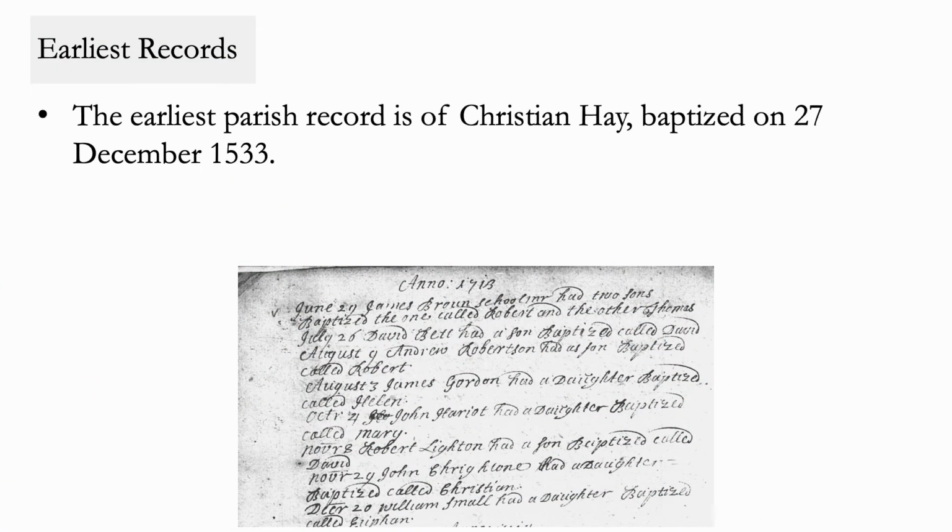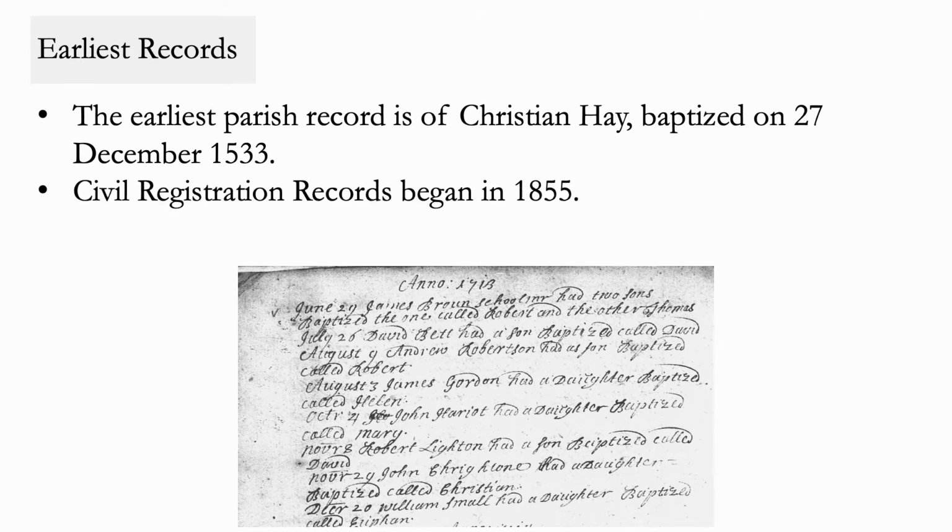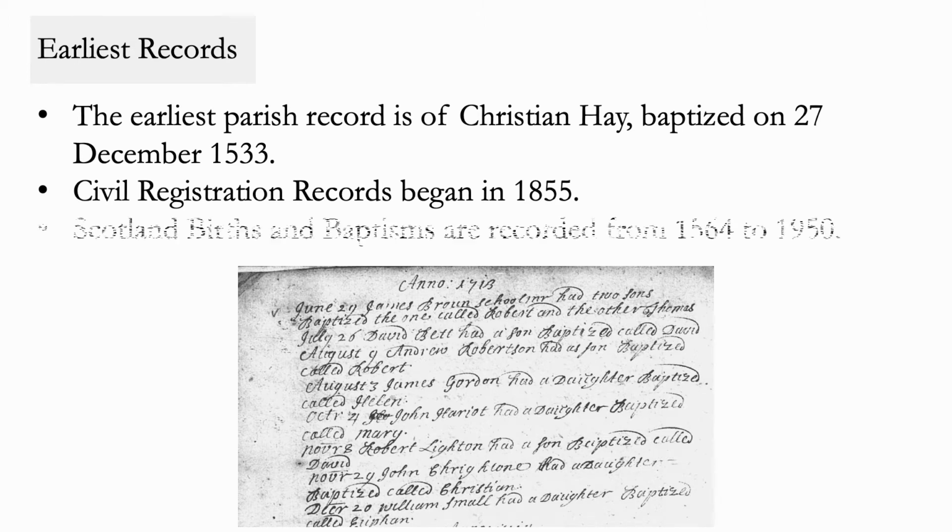The earliest Scottish parish record is that of Christian Hay, baptized on December 27, 1553. The earliest civil registration records began in 1855. Scotland births and baptisms date from 1564 to 1950.